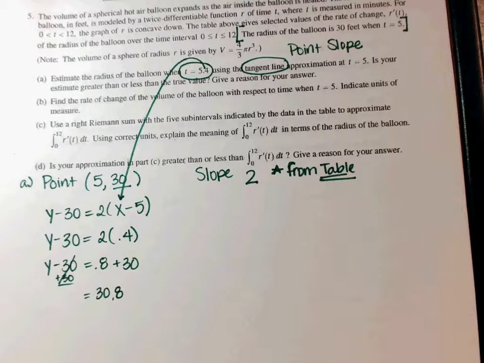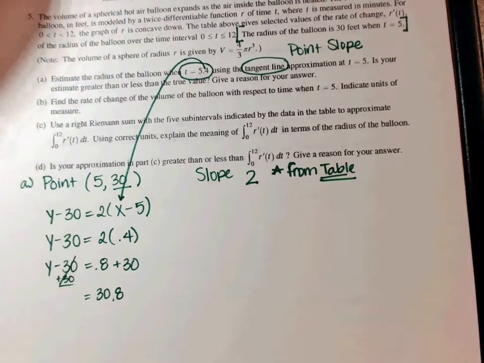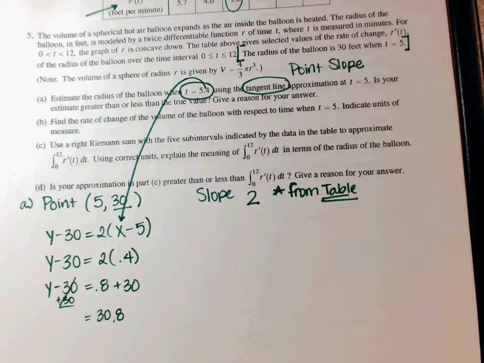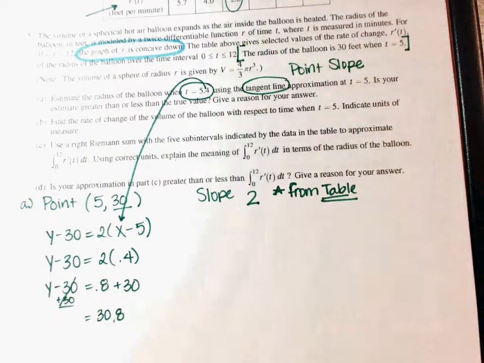Got it? Okay, now if you keep reading, it asks you a second question. This is a throwback to first semester. Is your estimate greater than or less than the true value? The way that you answer that is concavity. So, go back and look through the question. What does it tell you about the graph of R? Because I don't have R double prime. What does it tell me about the graph of R? What does it tell us? Concave down. It's concave down.